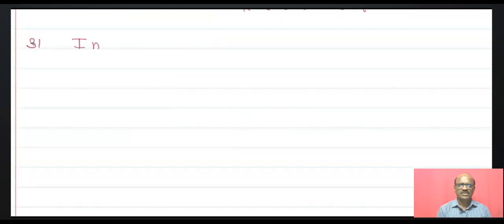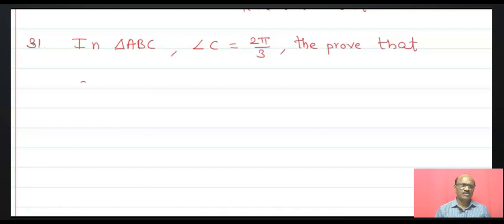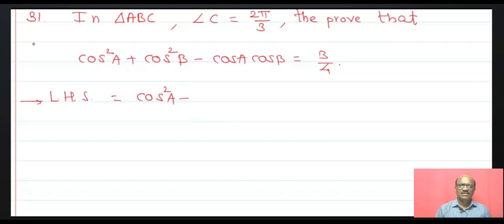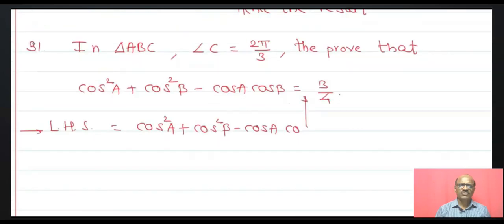Now the next example number 31. In triangle ABC, angle C is equal to 2 pi by 3. C is equal to 2 pi by 3 means what? The angle C is 120, and the sum of the remaining two angles is 60 degree. Then prove that cos square A plus cos square B minus cos of A into cos of B is equal to 3 by 4. Therefore, LHS is equal to cos square A plus cos square B minus cos of A cos of B.